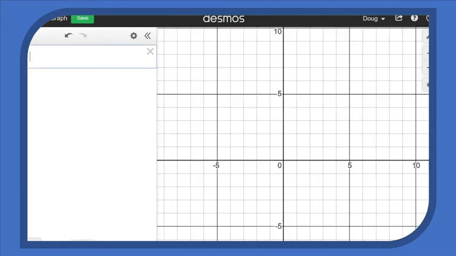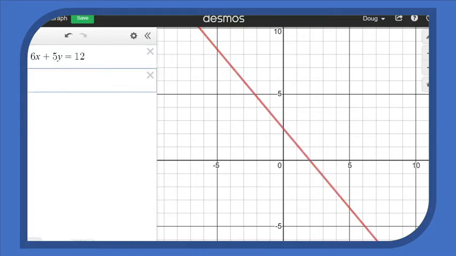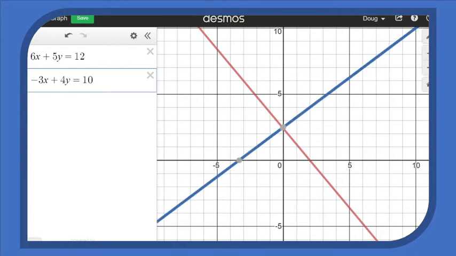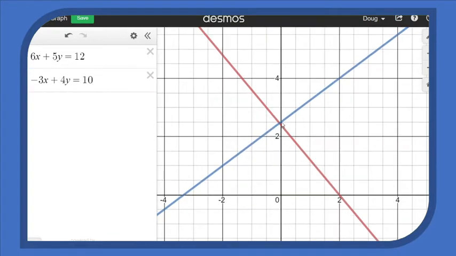Let's go ahead and type the system in. Our first equation was 6x plus 5y equals 12. And our other equation, the second one, was -3x plus 4y equals 10. So there we go. You can see that the solution is right here, where those 2 lines meet.